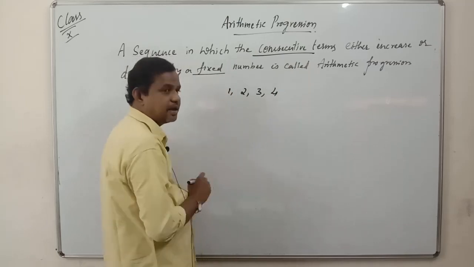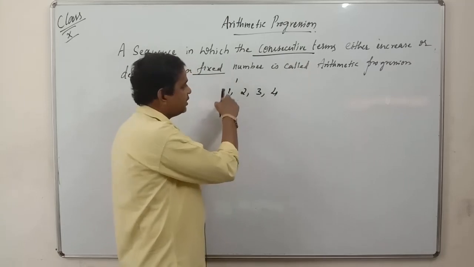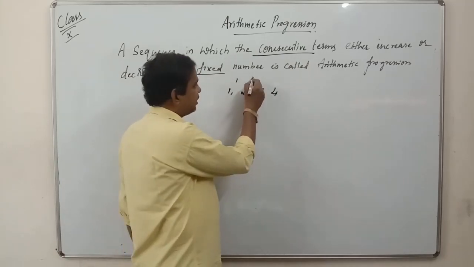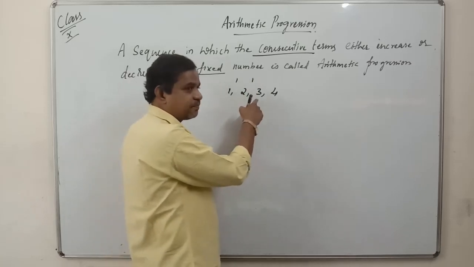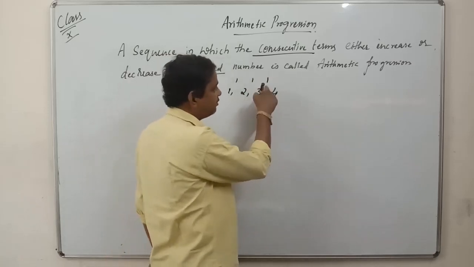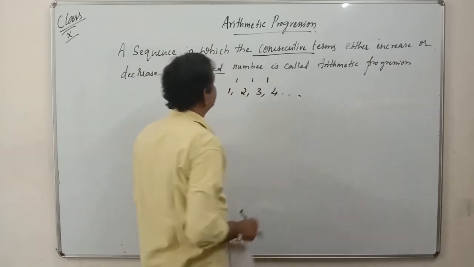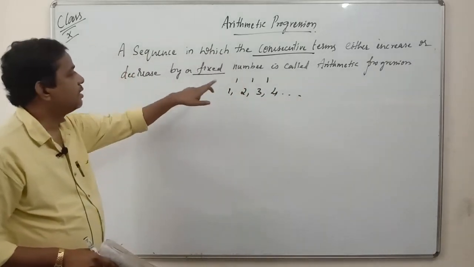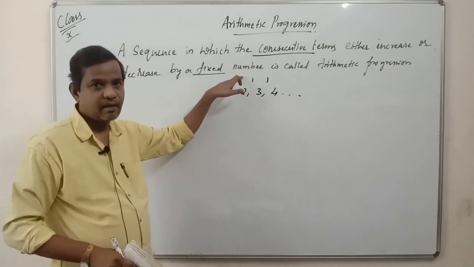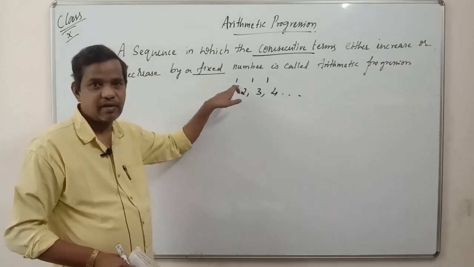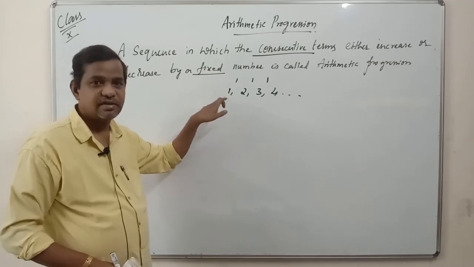What is the fixed number here? For 1 I am adding 1, so if I add 1, it becomes 2. For 2 again I am adding 1 here, so if I add 1 for 2, it becomes 3. Again I am adding 1 here. If I add 1, it becomes 4. So it goes on. So here it is increasing by a fixed number, and the fixed number is 1 here. We are adding 1 to each number in the sequence, or each term is added by 1.